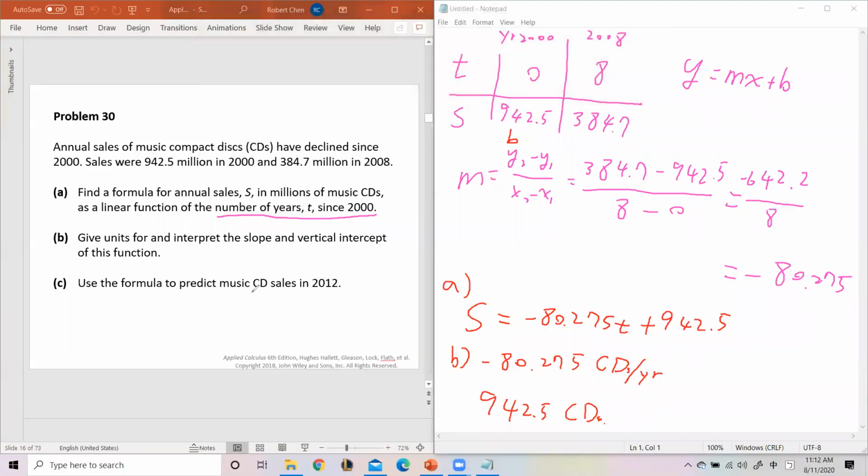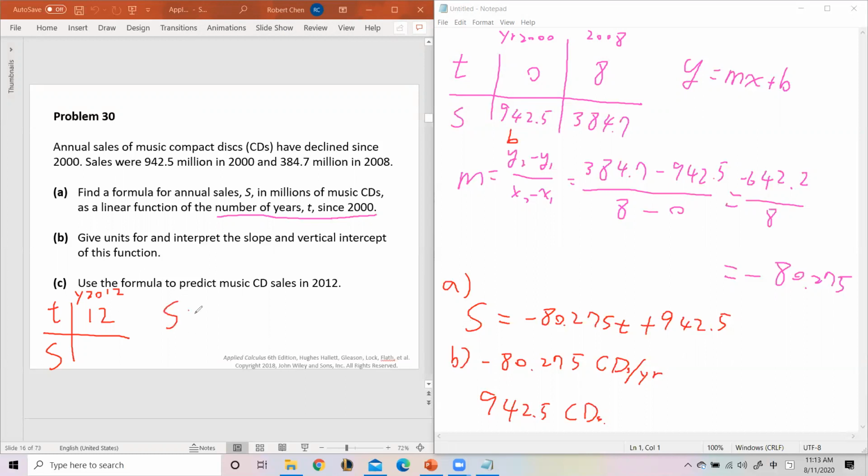Use the formula to predict music CD sales in 2012. So we want to find out the number of sales in 2012. First we need to figure out T. In year 2012, how many years is that after the year 2000? That's right, it's 12 years. That means T is going to be 12. That means we need to take this number 12, plug it into the function that we had from part A, and we will find our sales.